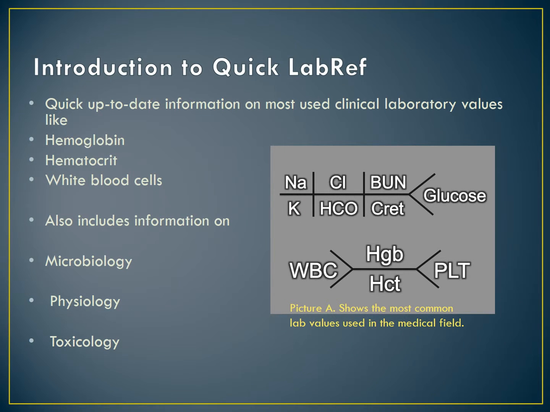So, a quick introduction to Quick Lab Reference: it is an up-to-date information app on the most used clinical laboratory values like hemoglobin, hematocrit, white blood cells, and many more. It also provides information on normal vital signs, EKG, frequently used anti-infective drug levels, acid balance, Glasgow Coma Scale, hemodynamics, just to name a few.